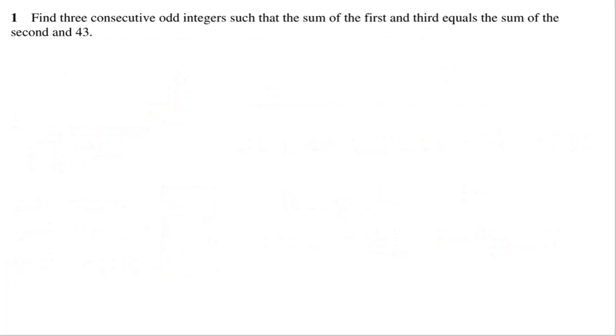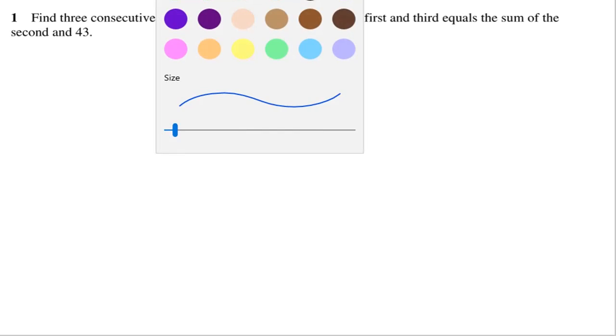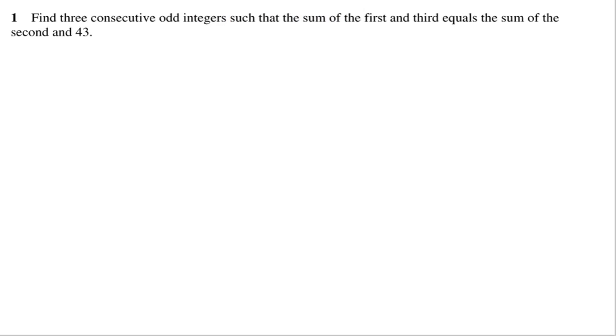Alright, so let's give this problem a try. This one says, find three consecutive odd integers, so I'm going to underline that, such that the sum of the first and third equals, I'm just going to underline some keywords here, the sum of the second and 43. That's weird. Alright, so before we get into this, which sounds very confusing to me, and definitely is going to be worth a second read, I'm going to start with just this part.